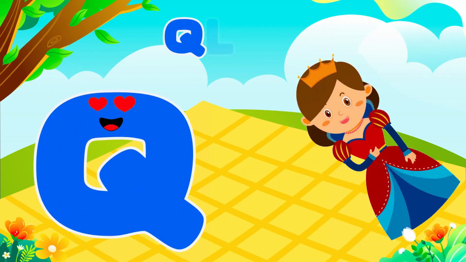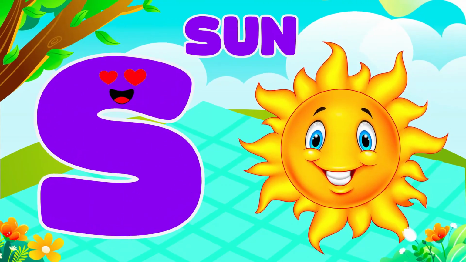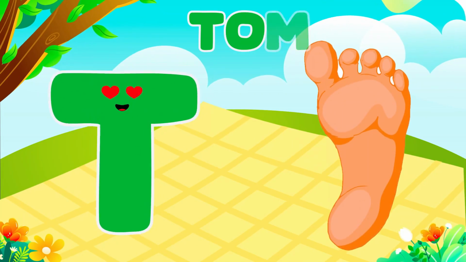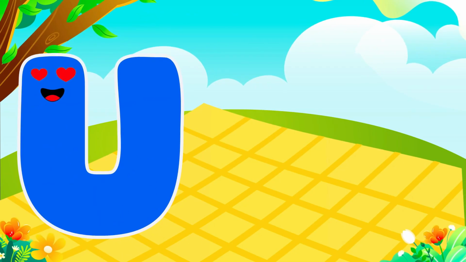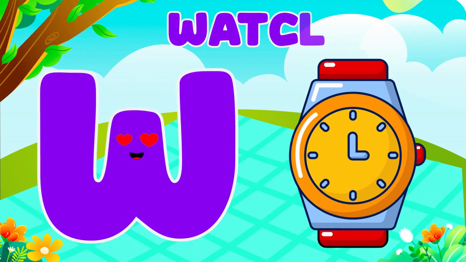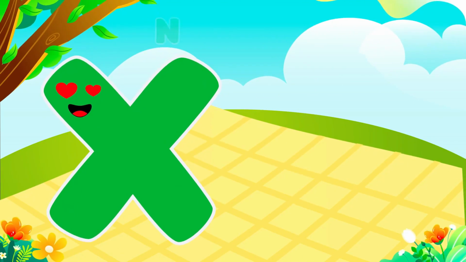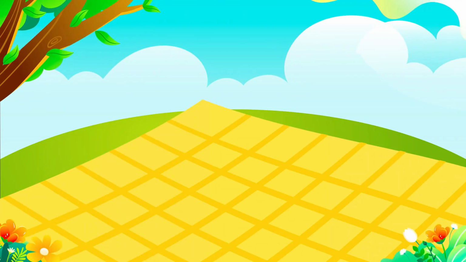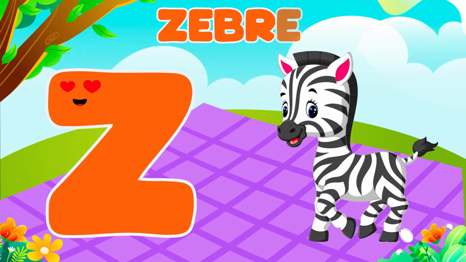Q is for queen, Q, Q, queen. R is for rabbit, R, R, rabbit. S is for sun, S, S, sun. T is for toad, T, T, toad. U is for umbrella, umbrella. V is for violin, violin. W is for watch, watch. X is for xylophone, xylophone. Y is for yellow, yellow. Z is for zebra, zebra.